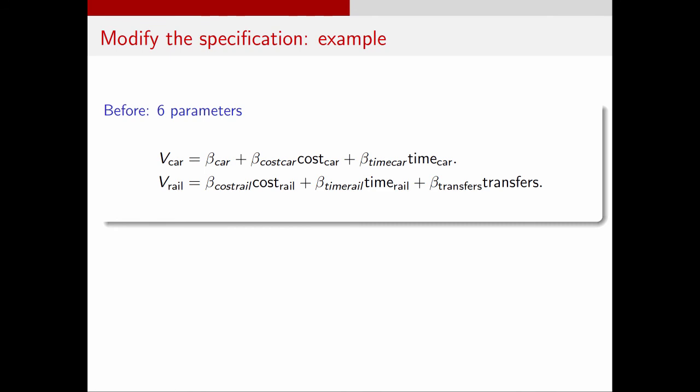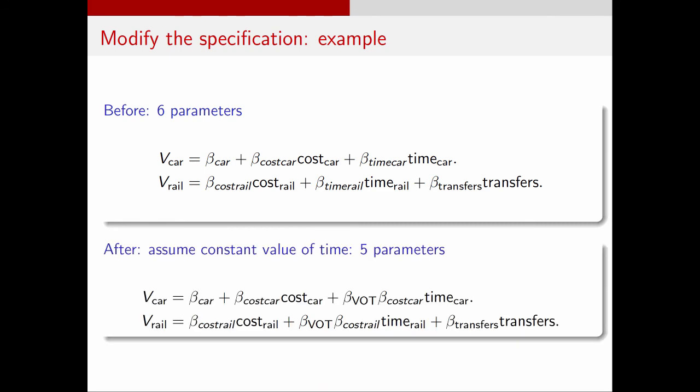In order to change the specification, what we can do is to assume that the value of time is constant for the 2 alternatives. So it means that the beta time car coefficient can be written as the product of the beta VOT, which is the value of time, and the beta cost car, which is the coefficient of the cost for the car alternative. Similarly, the beta time rail, so the coefficient of the travel time for rail, can be expressed as the product of the beta VOT and the beta cost rail. So by including this additional assumption, I have reduced the number of parameters from 6 to 5.